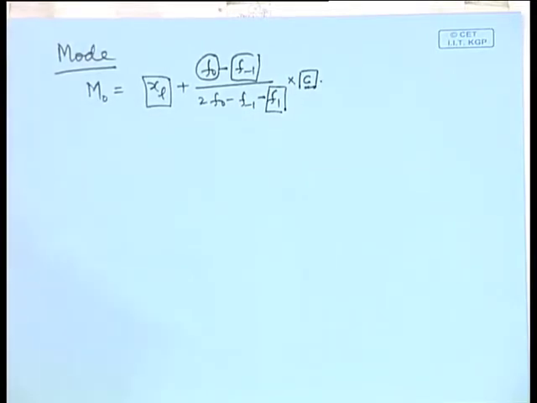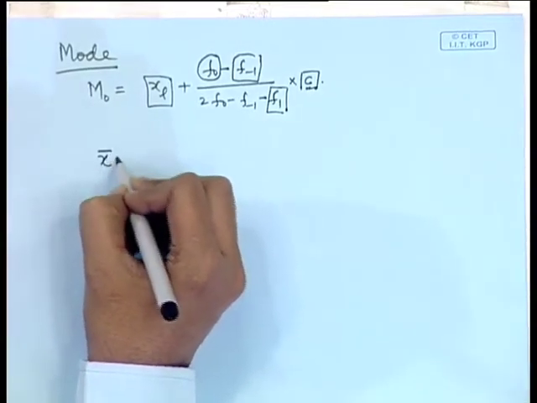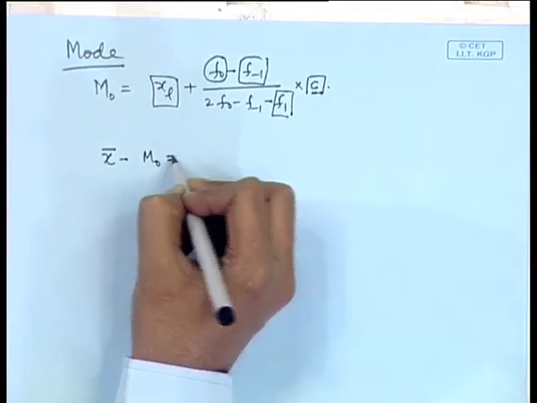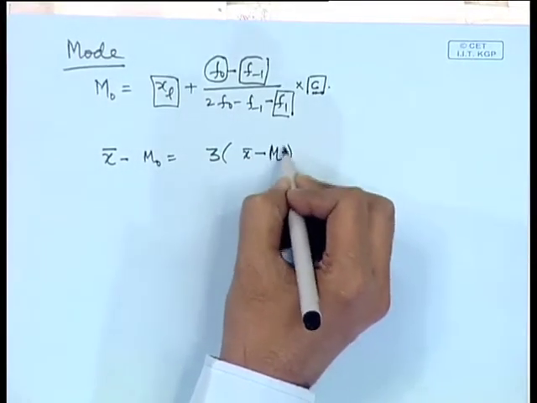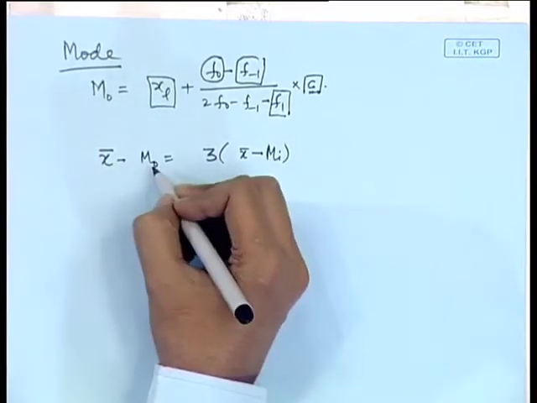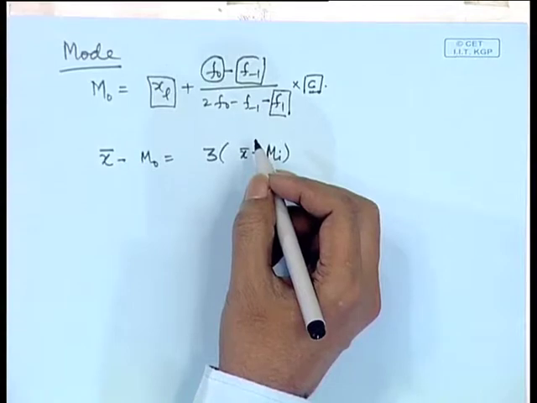There is some relation between mean, median and mode. Many times this is used, like x bar minus m naught is equal to 3 times (x bar minus m I), where m I denotes the median, m naught denotes the mode, and x bar denotes the arithmetic mean. So, many times this formula is also used.